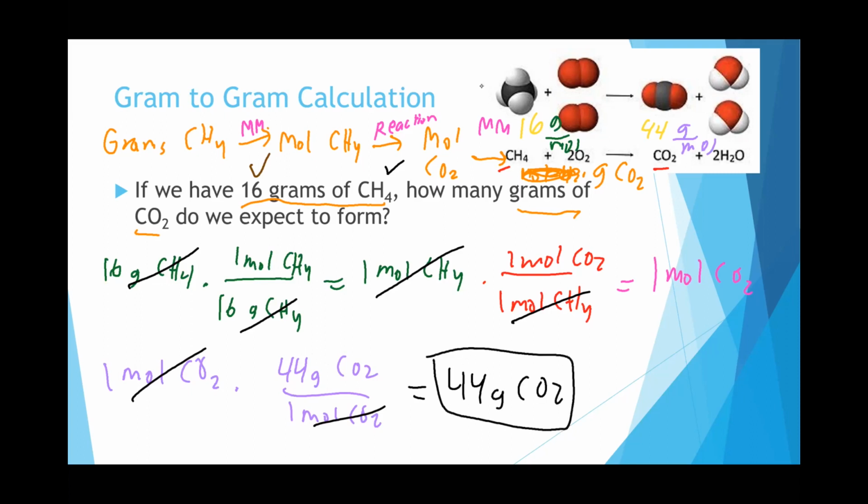So let me emphasize, if we do this in the lab, we probably won't get exactly 44. That's our theoretical. The theoretical is how much we expect to get if everything was perfect in a perfect world. So this is the 3 steps that we need to do for these calculations. And yep, it's 44 grams. So that's how you would do it in a theoretical sense.